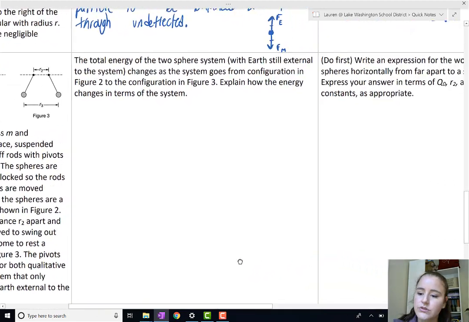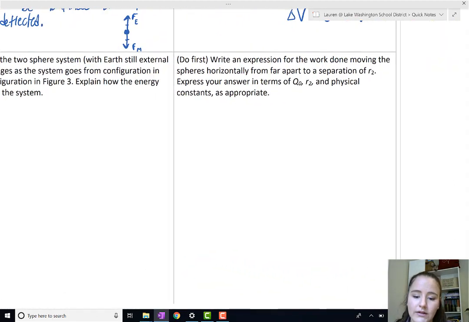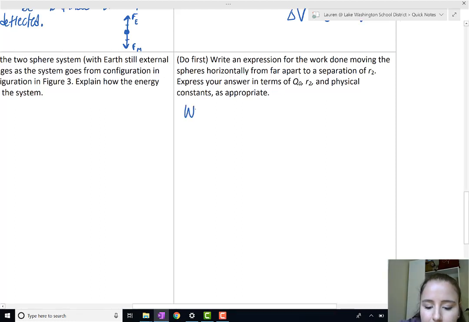Start with, write an expression for the work done moving the spheres horizontally from far apart to a separation of R2. For that first step, express your answers in terms of Q0, R2, and physical constants as appropriate. There's a couple different ways we can think about it. We can think of the work being done as the change in electrical potential energy, or we can think of the work being done as the electric force times the distance.